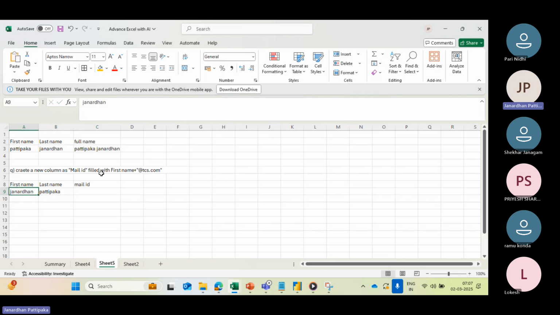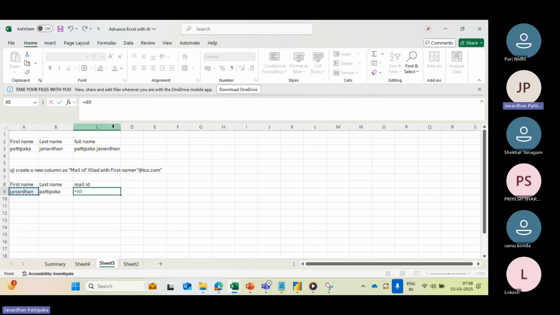My requirement is I want the first name plus tcs.com, so I want to create the mail ID column. In this, Janardhan at the rate tcs.com I should get. So how can you add it? Just simple, write a formula with an equals sign. Then select Janardhan, that you will get as A9.